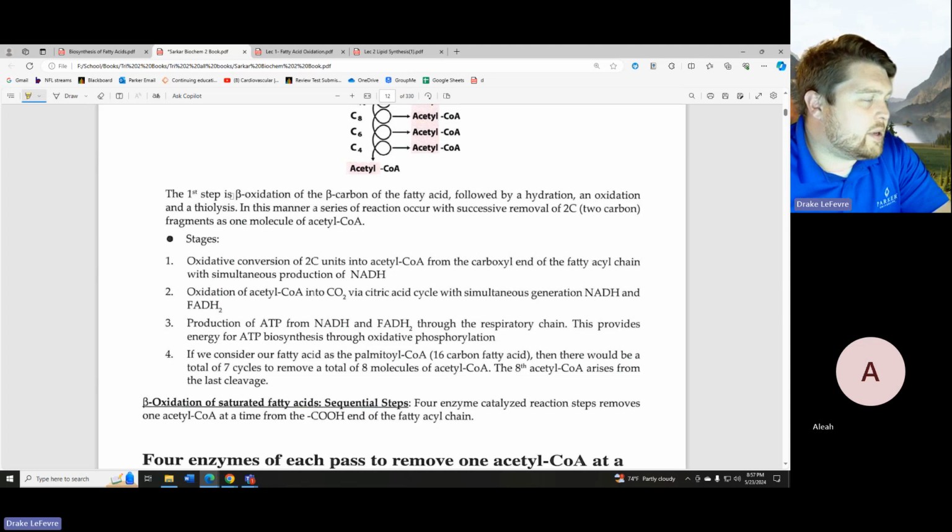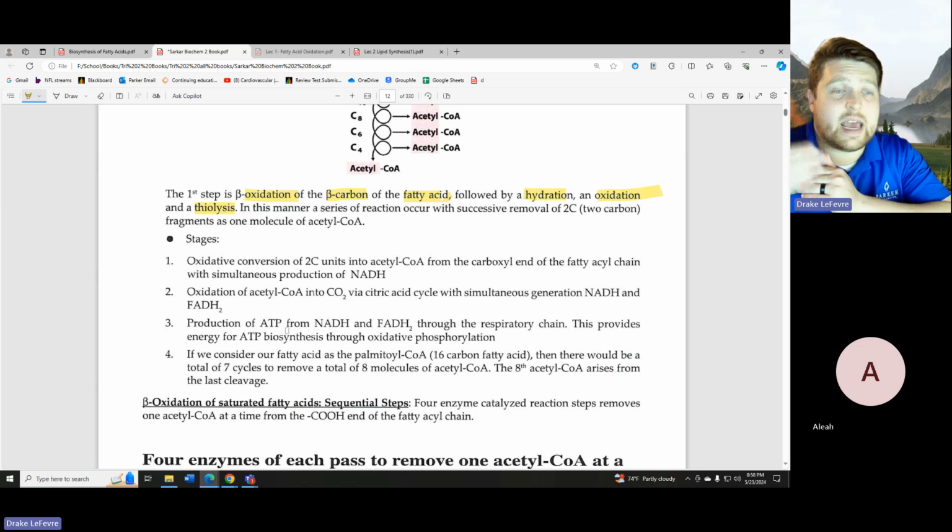So the first step is beta oxidation, and it's called beta oxidation because it happens at the beta carbon, the second carbon of the fatty acid. So we have beta oxidation, then we have a hydration, another oxidation, and then a thiolysis. Those steps, oxidation, hydration, oxidation, thiolysis, just knowing the steps is going to be important for the test.